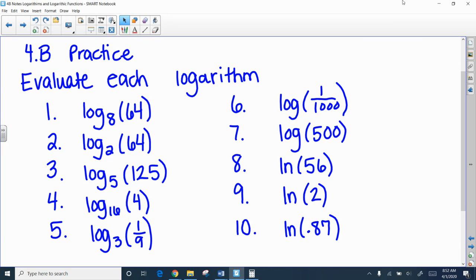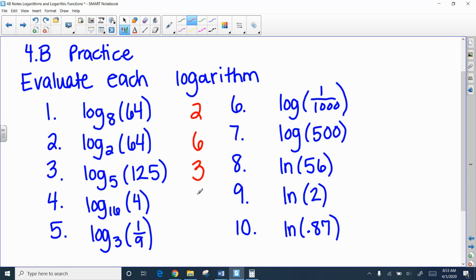Okay, so hopefully you've tried all 10 problems. So what we're going to do is we're just going to check the answers for all of these. And then if you didn't get the correct answers, then you should watch as we go over them together. All right, so let's check. Number 1, log base 8 of 64 is 2. Number 2, log base 2 of 64 is 6. Number 3 is 3.